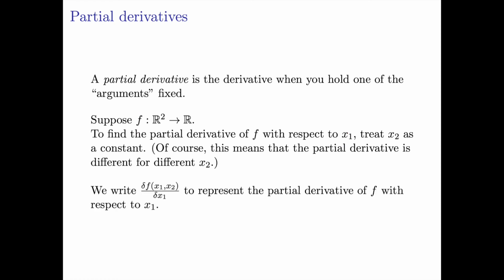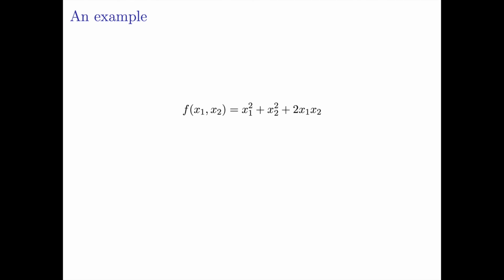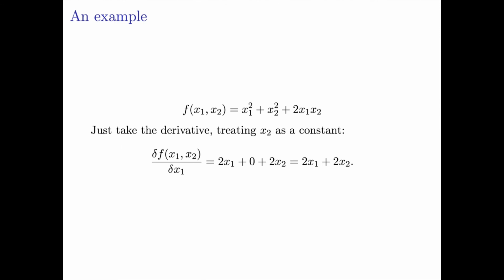The notation we use for a partial derivative is the small Greek letter delta. If you recall, for the derivative, we used the letter d, but for a partial derivative, we're going to use the Greek letter delta. So delta f over delta x1 is the partial derivative of f with respect to x1, its first argument. Let's do an example. Suppose we want to find the partial derivative of this function, x1 squared plus x2 squared plus 2 x1 x2, with respect to x1. So we're just going to take the derivative of this, where x2 is treated like a constant. So we're going to apply the addition rule here. The derivative of x1 squared with respect to x1 is just 2 x1. That's what we have here.